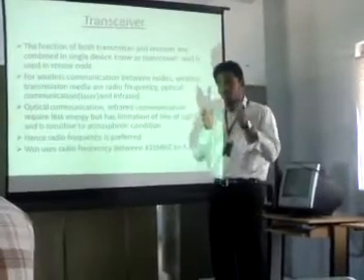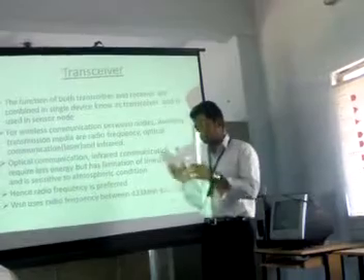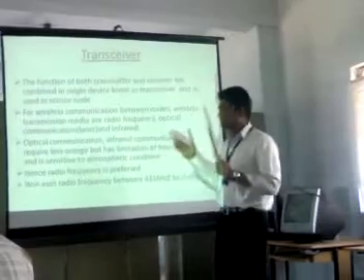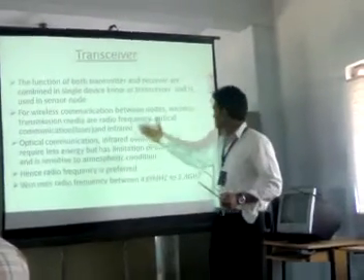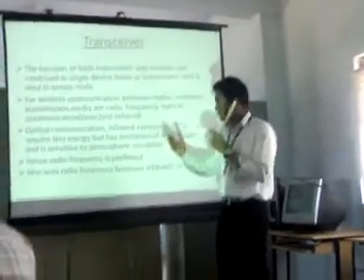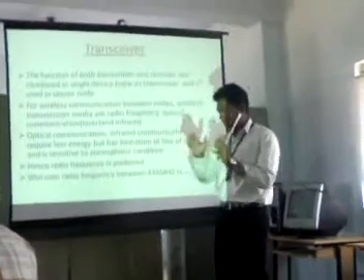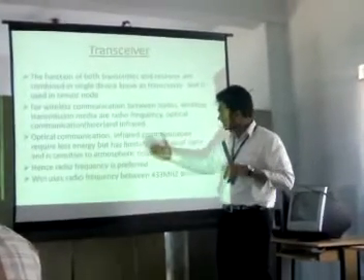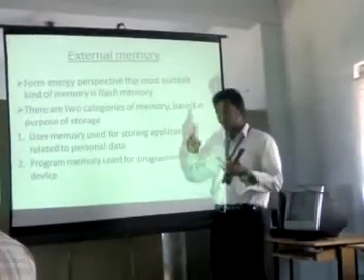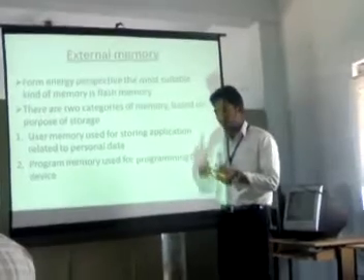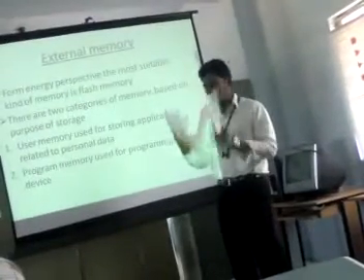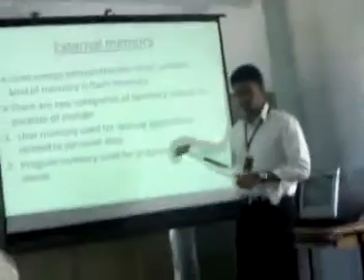In a transceiver, the functions of transmitter and receiver are combined in a single device and placed in the sensor node. For wireless communication between nodes, there are different transmission media such as radio frequency, optical communication, and infrared. Optical communication and infrared require less energy, but they have the limitation of line of sight, whereas radio frequency does not, so it is much more preferred. From the perspective of energy, storage capacity, and cost, flash memory is highly preferred.